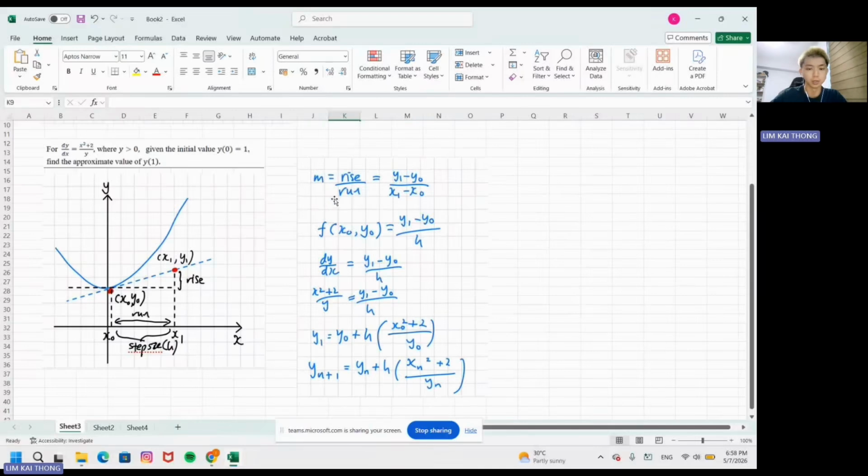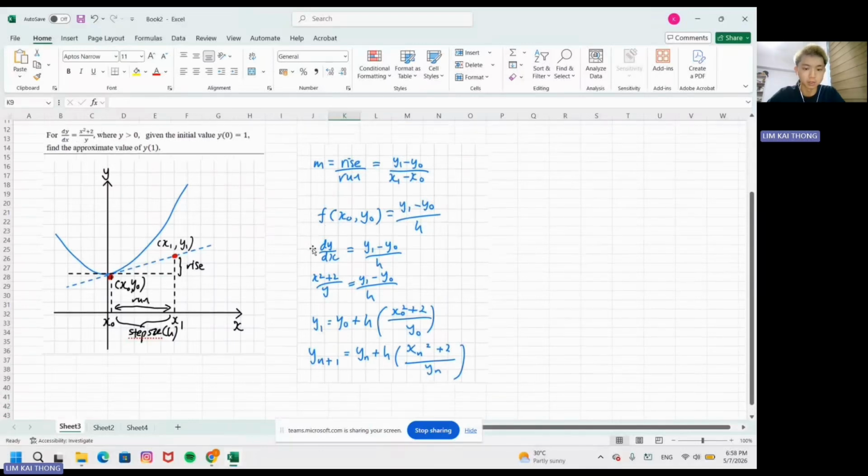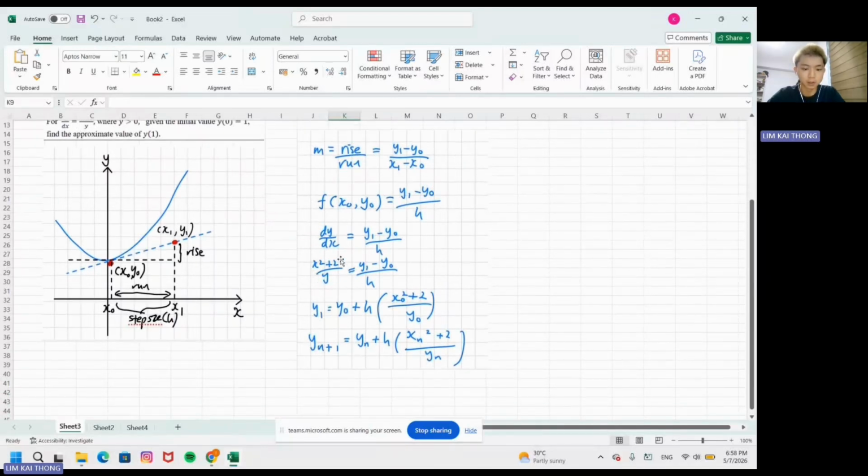The slope will equal rise over run, which equals y1 minus y0 over x1 minus x0. Since our run equals our step size, I will sub in h on the right side. Since our gradient also equals the function f of x0 and y0, I will sub in on the left side, and since this function equals dy/dx, I will sub in again on the left. Since dy/dx is also equal to x squared plus 2 over y, given by the equation, I will sub in again on the left.